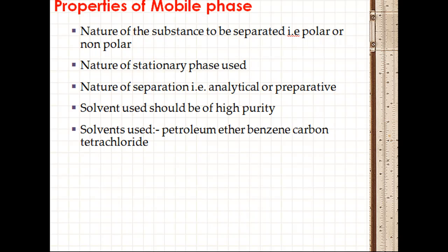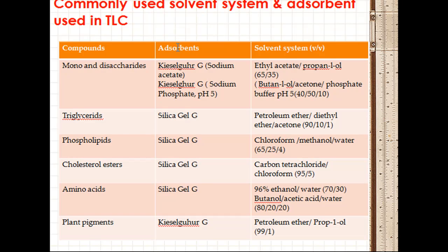What should be the properties of a mobile phase? Nature of the substance to be separated, that is polar or non-polar. Nature of the stationary phase used. Nature of separation, that is analytical or preparative. Solvent used should be of high purity, and these are the solvents which are being used. These are the commonly used solvent systems and adsorbents for the separation of different types of compounds.